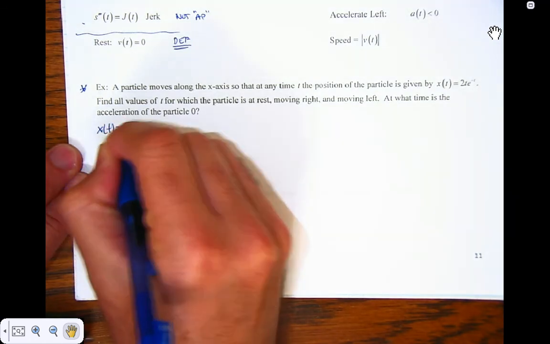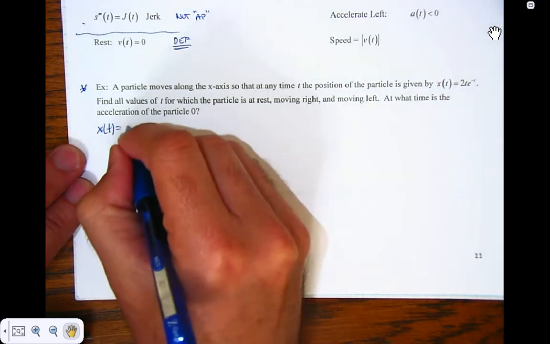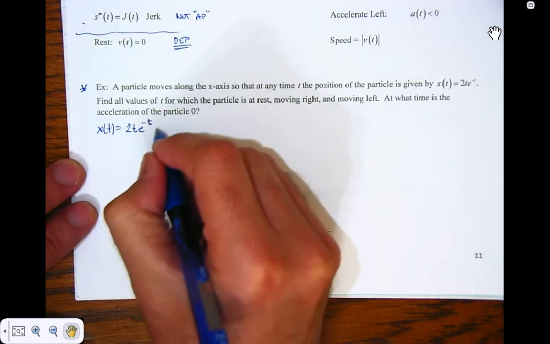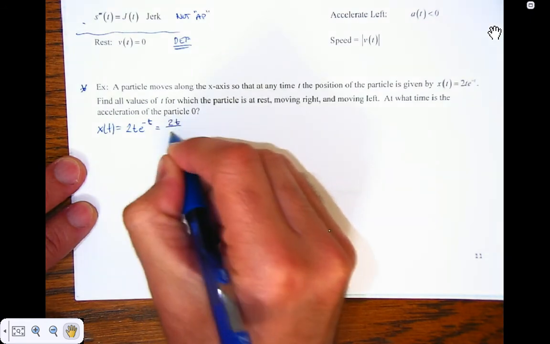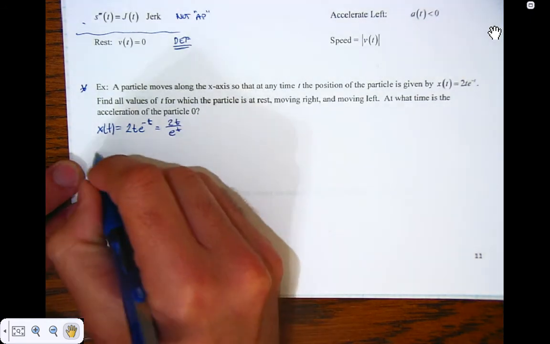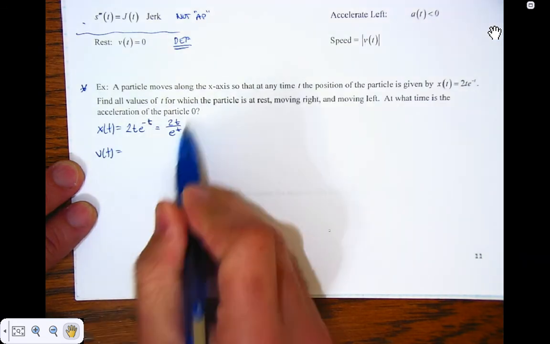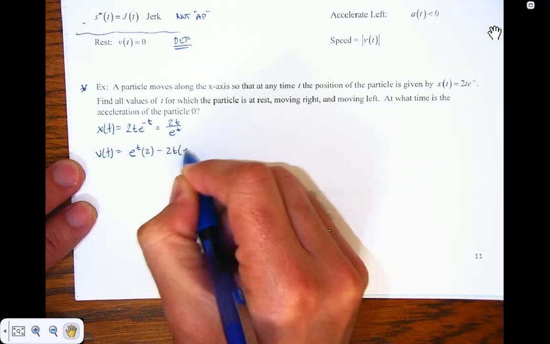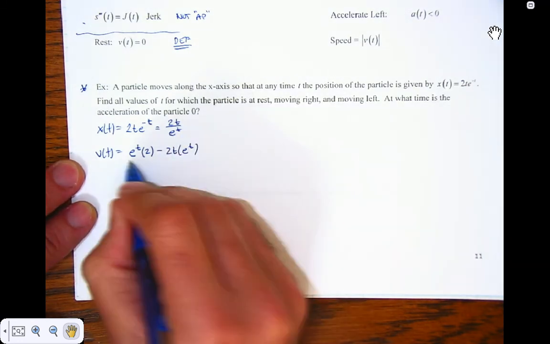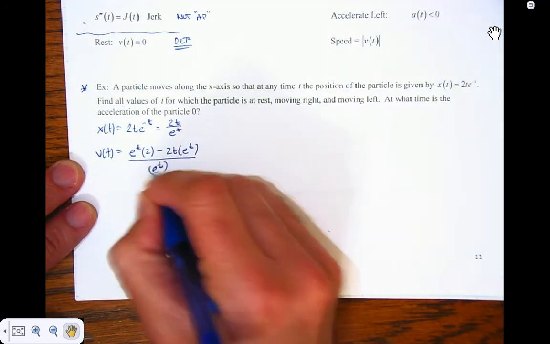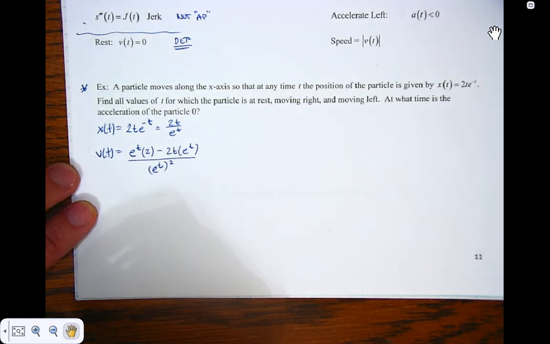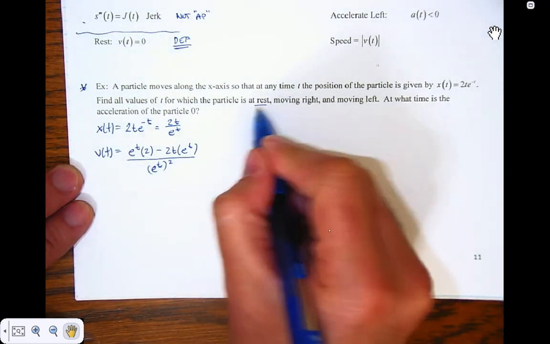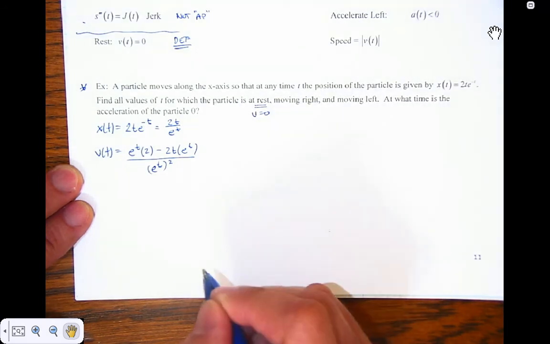We have our position function as 2t e to the negative t. Well, that is the same as 2t over e to the t. And so let's go through and find the velocity. All I did was bring that down, right? So quotient rule, we have low d high minus high d low, the derivative of e to the t is e to the t, over low squared. Okay? All right? And the first thing we're going to do, since we want to know about moving right and left, is we better find where the velocity is 0.